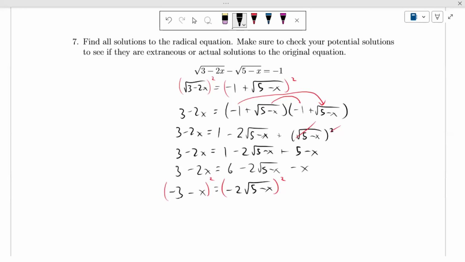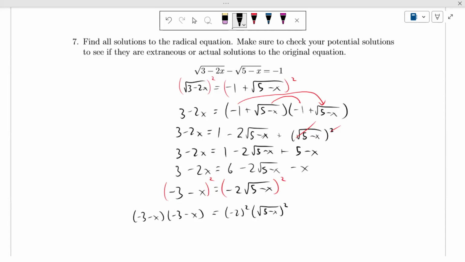So on the left-hand side here, I have to FOIL this out. This is a -3 minus x times a -3 minus x. Okay. On the right-hand side, well, this would be the same thing as -2 squared times the square root of 5 minus x squared, right? Okay. So I can simplify that pretty easily. All right. So let's go with the left-hand side.